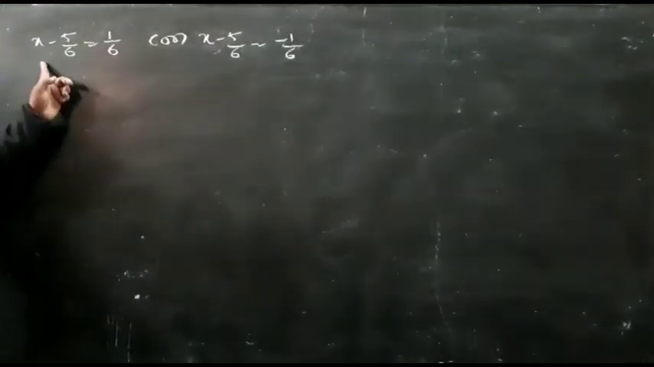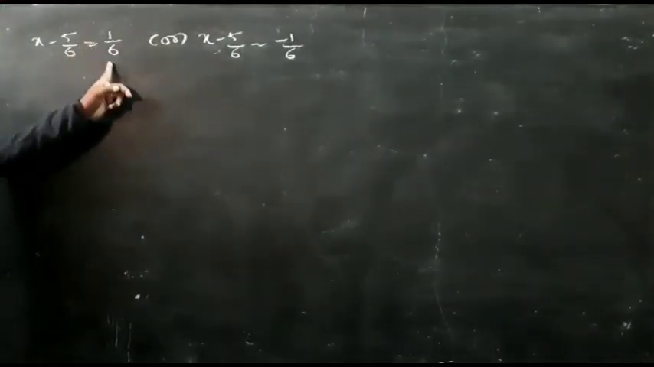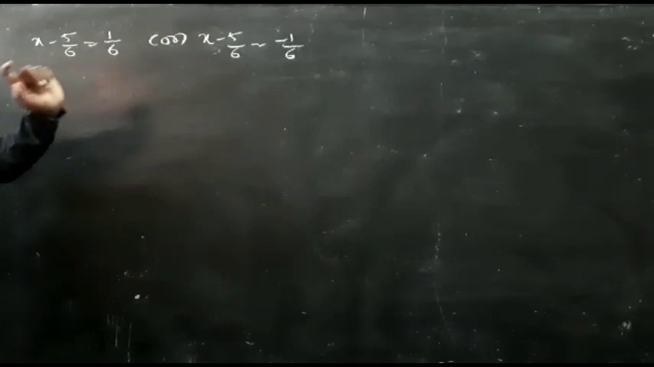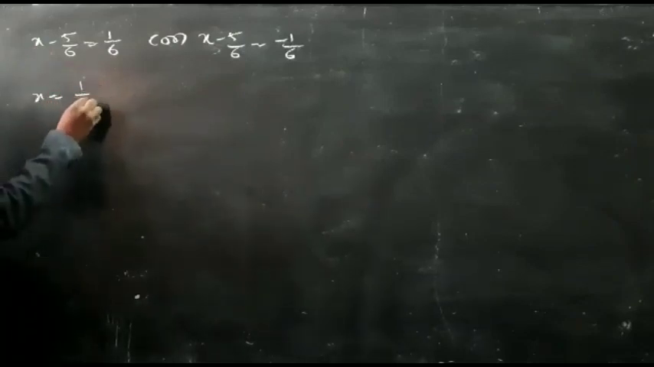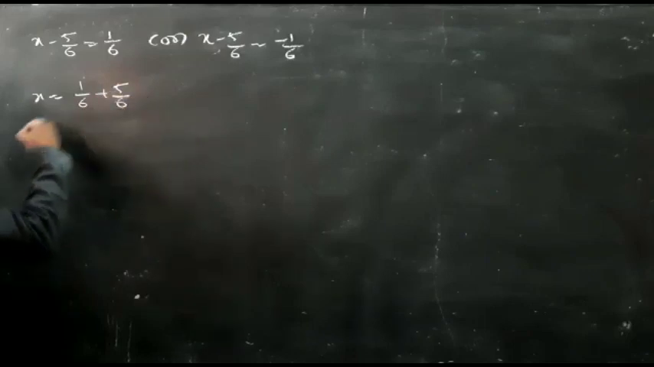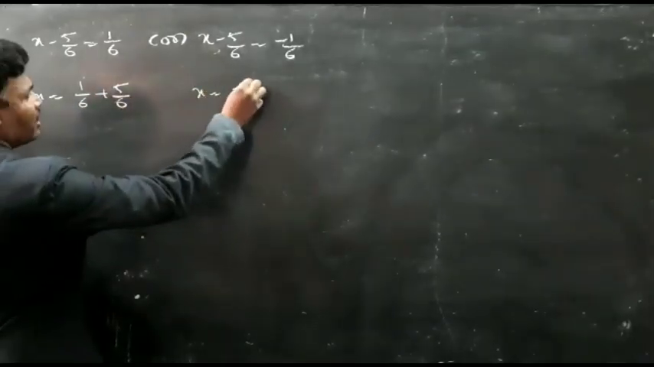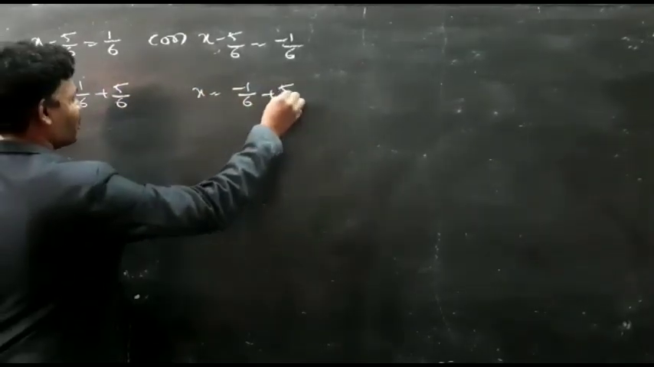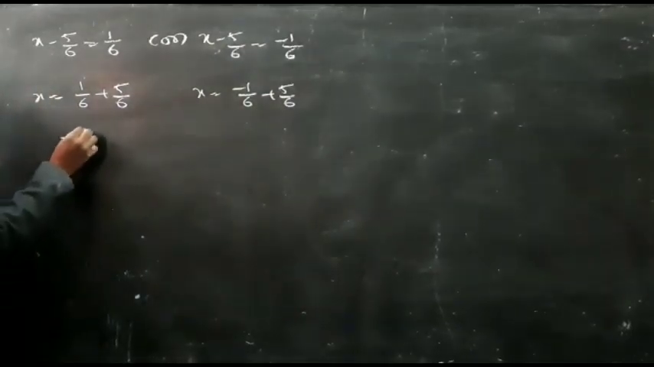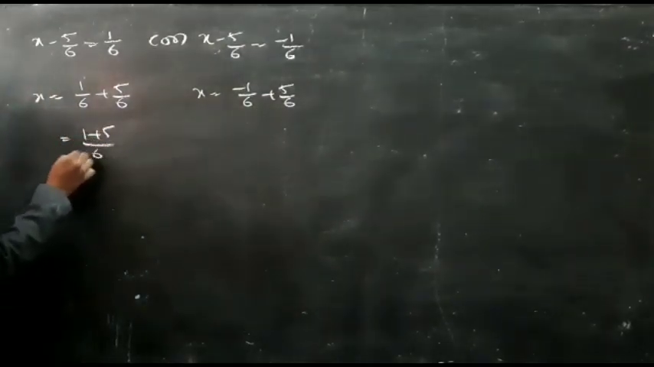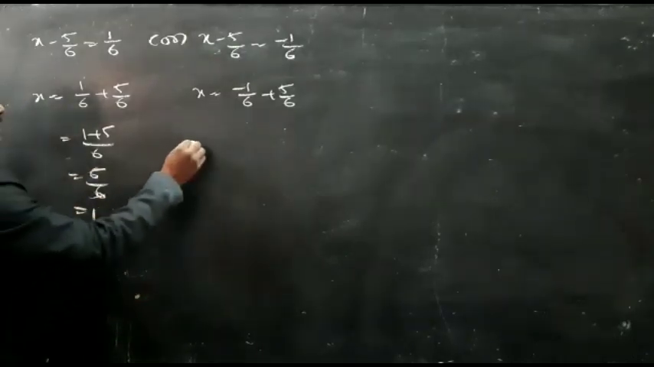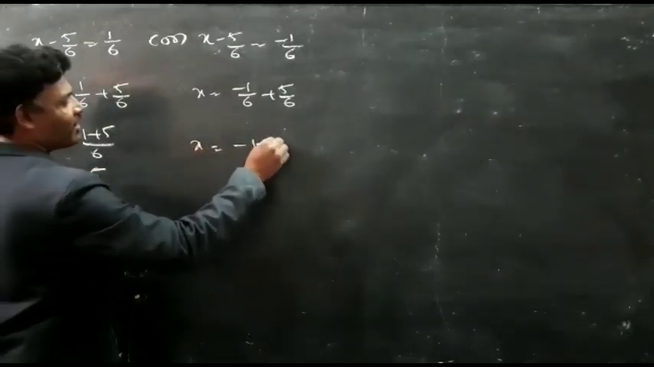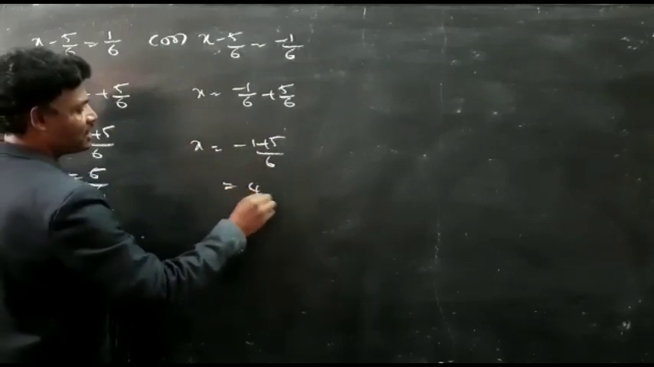So after that, x minus 5 by 6 is equal to plus 1 by 6, and x minus 5 by 6 is equal to minus 1 by 6. Now x is equal to 1 by 6 plus 5 by 6. Similarly, x is equal to minus 1 by 6 plus 5 by 6. So after the LCM, 1 plus 5 by 6 is 6 by 6, which is 1. Here x is equal to minus 1 plus 5 by 6, which is 4 by 6.